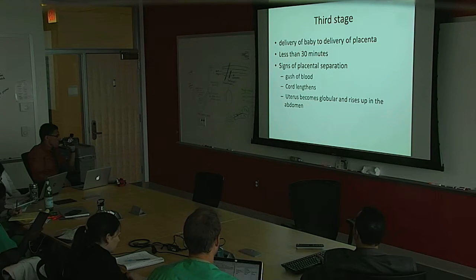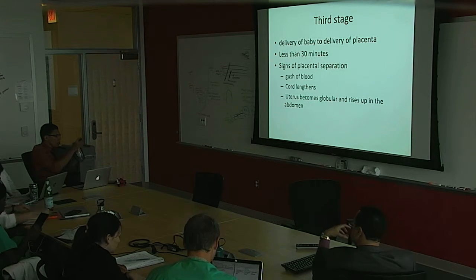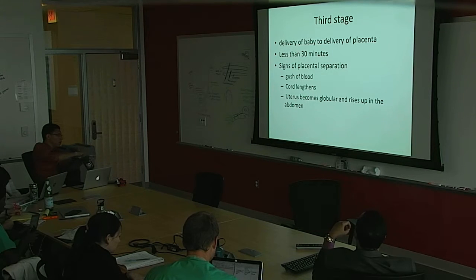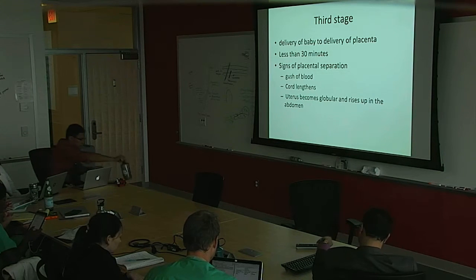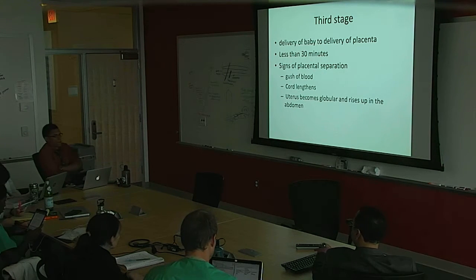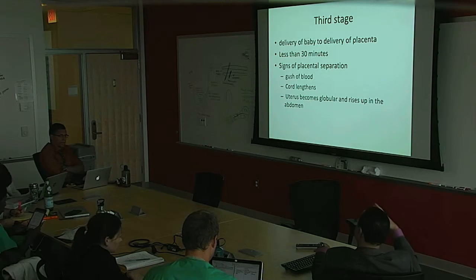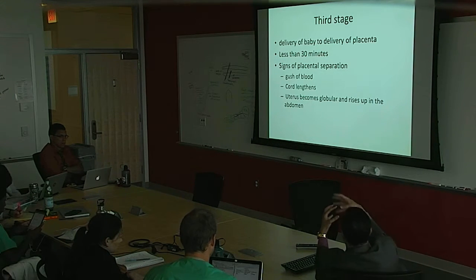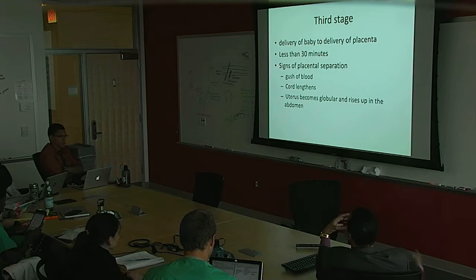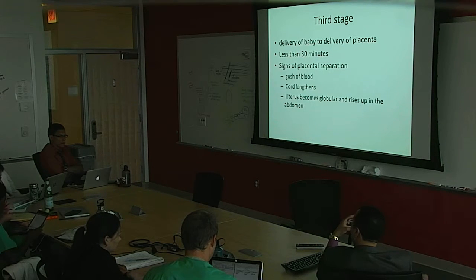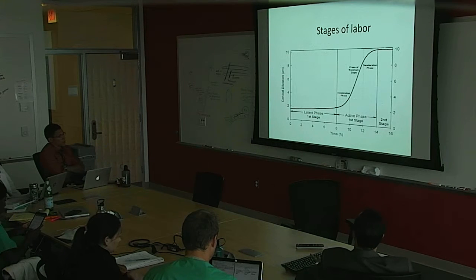Gush of blood. The cord lengthens, and the uterus becomes globular and rises up into the abdomen. Okay? Very important: notice the signs that the placenta is separated. The placenta is separated, the blood is gushing, the cord becomes longer, and the uterus becomes globular and rises into the abdomen.